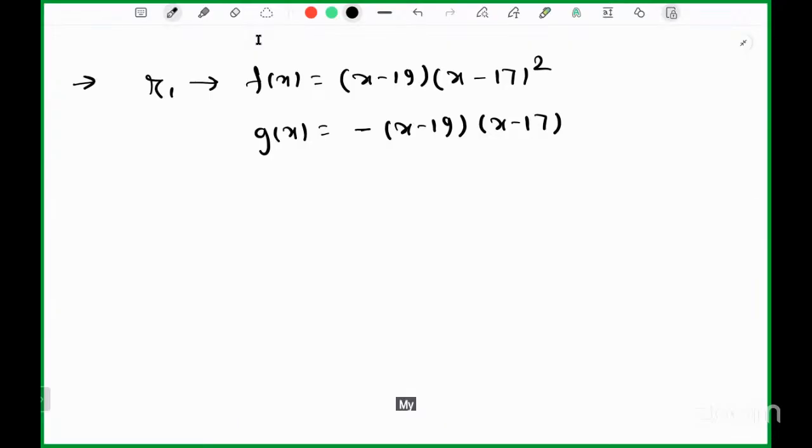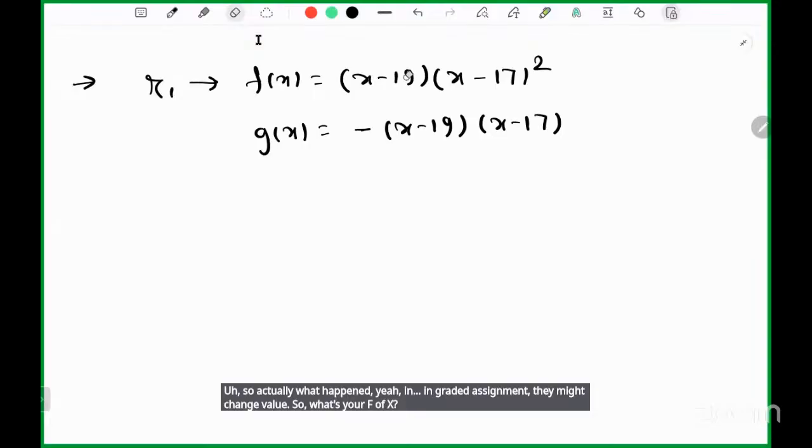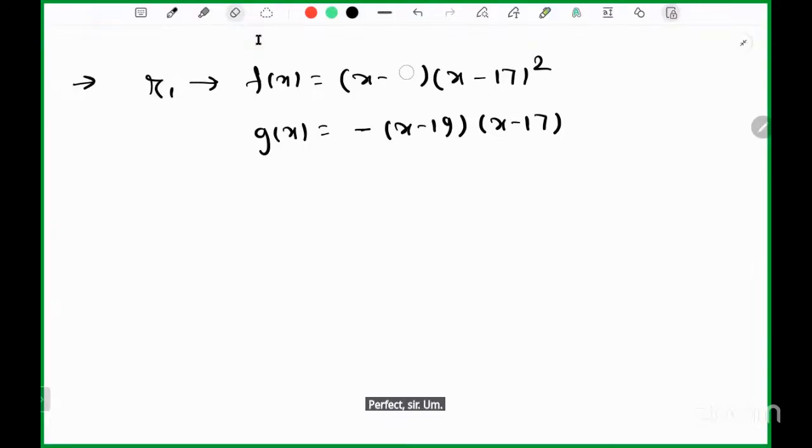In the graded assignment they might change the values. So what's your f of x? f of x is (x minus 15)(x minus 13) the whole square, and g of x is minus (x minus 15)(x minus 13). Okay.